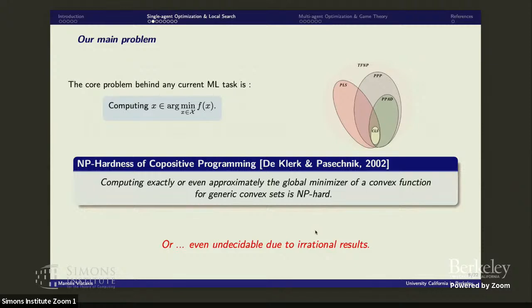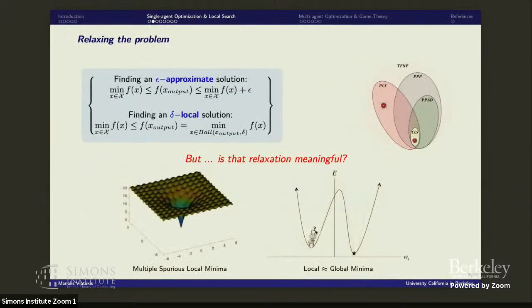So how do we typically relax that? First of all, typically we ask not for exact solutions, but for epsilon-approximate solutions. And the second relaxation that we apply in order to make the problem feasible is that we typically ask for a local solution. Now, the first question you can ask is: we relaxed the problem, did we relax it too much? Is the relaxation meaningful?